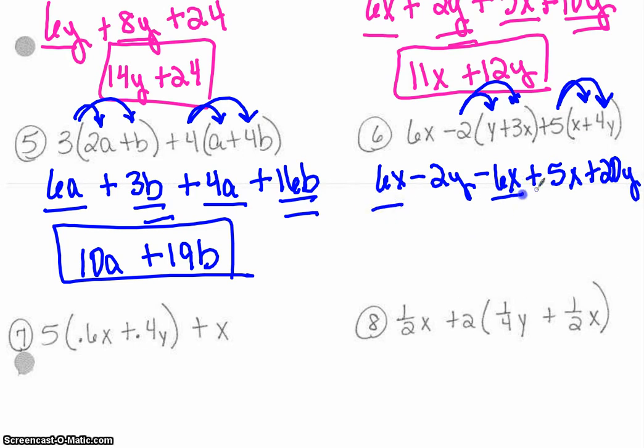So find your x's, find your y's. So 6x minus 6x is 0. They kind of cancel each other out. So it leaves you 5x. Negative 2y plus 20y is going to give you plus 18y.